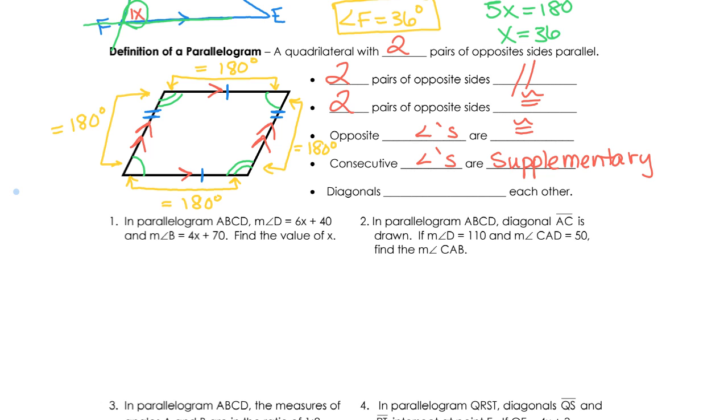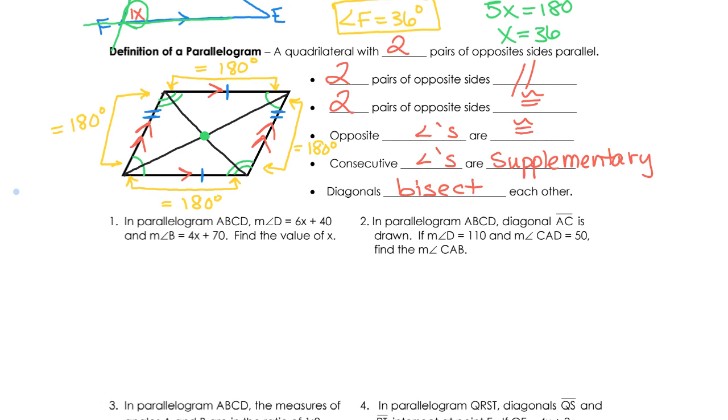Okay, last one, the diagonals bisect each other. What that means is when I draw the diagonals in, there's one. Here's the second one. Those two diagonals are different lengths, okay, in a parallelogram. However, they cut each other in half. And so right here is the midpoint of each diagonal.